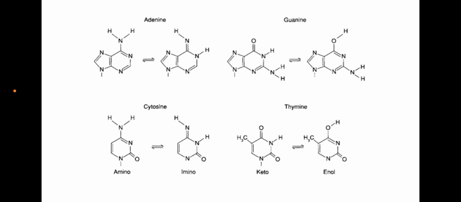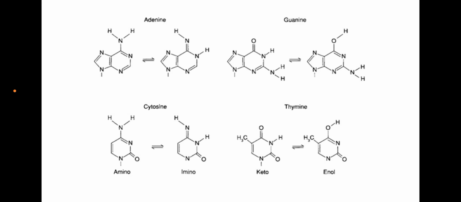Okay. Similarly, in guanine, at the sixth position it has an oxo group. From the first nitrogen atom in this guanine, when a proton shifts to the oxo group, that becomes an enol functional group. So this is again called tautomerism.